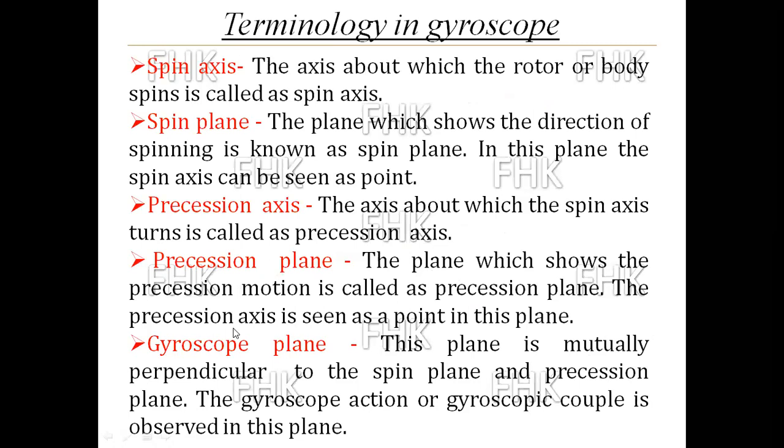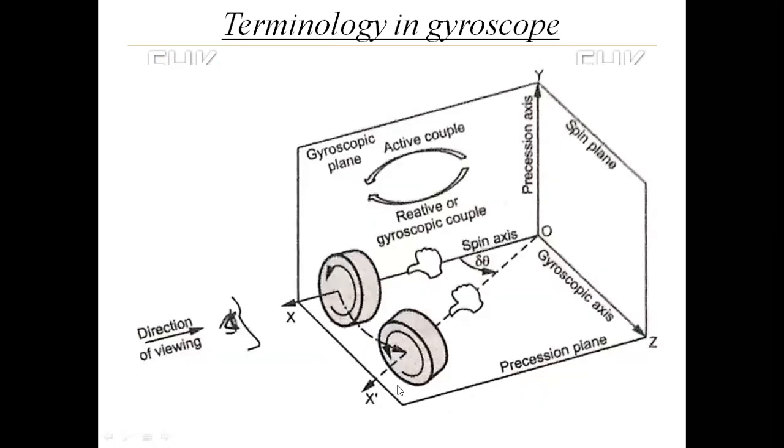Now the third plane is the gyroscopic plane. This plane is mutually perpendicular to the spin plane and the precession plane. The gyroscopic action or gyroscopic couple you can observe in this plane. So the third plane, which is mutually perpendicular to the precession plane and the spin plane, is called the gyroscopic plane. You have to clearly understand these three planes.